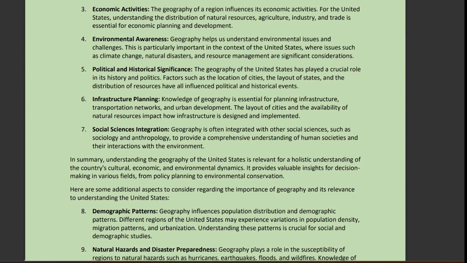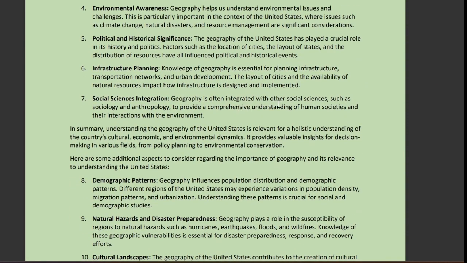Social science integration. Geography is often integrated with other social sciences, such as sociology and anthropology, to provide a comprehensive understanding of human societies and their interaction with the environment. In summary, understanding the geography of the United States is relevant for a holistic understanding of the country's cultural, economic, and environmental dynamics. Of course, this provides valuable insight for decision making in various fields, from policy planning to environmental conservation.